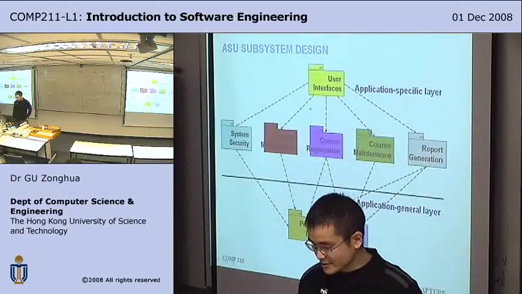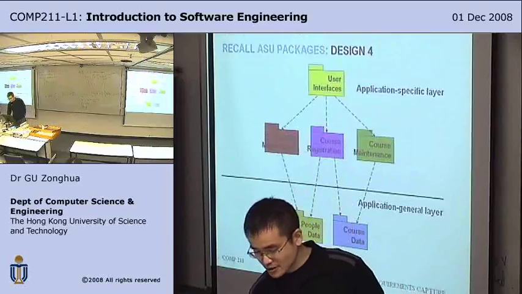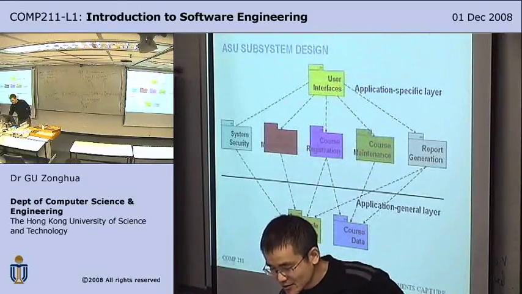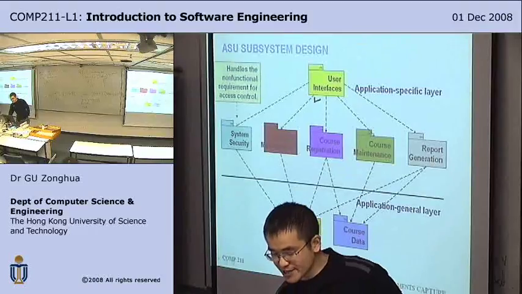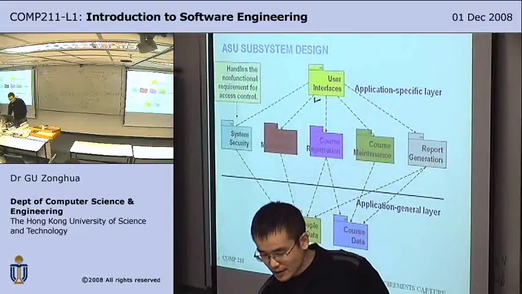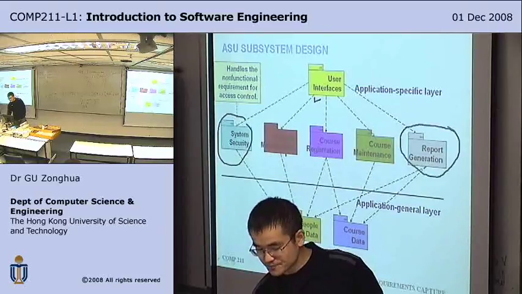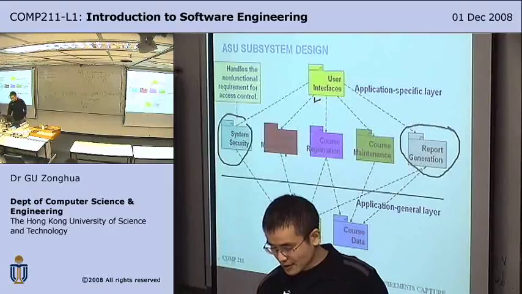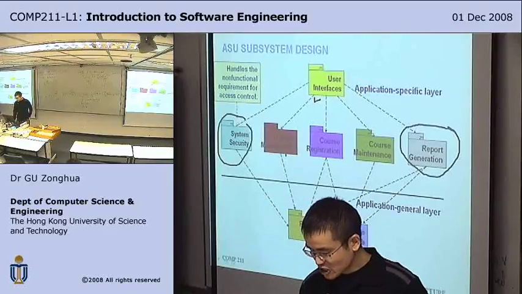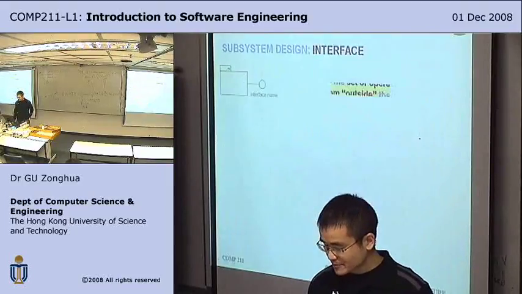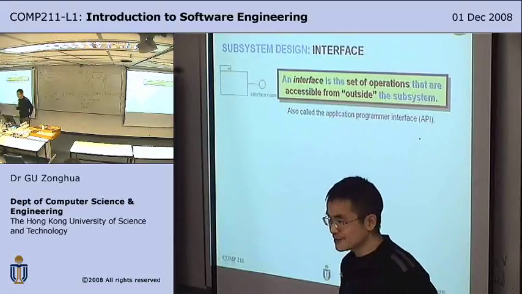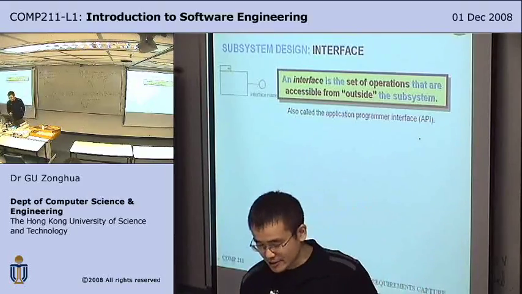So here, this is the analysis package diagram we saw before. Now in the design, we have the subsystems corresponding to the packages, but we have 2 new ones: system security, generate report. So these 2 are added in the design stage. You can add more subsystems, but at least you should have 1 subsystem for each analysis package.